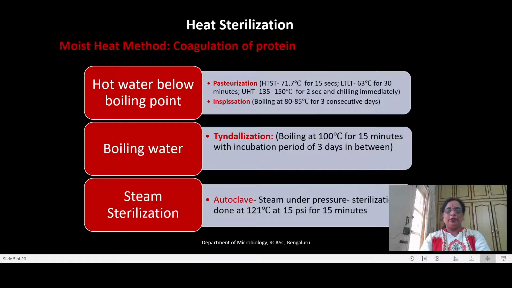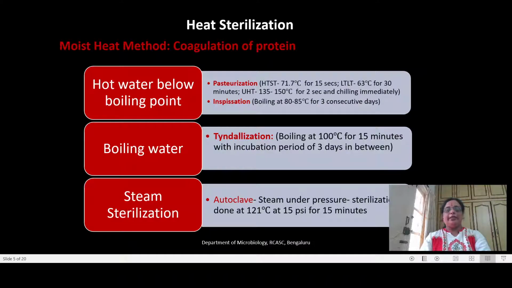Hence, during that time, the organisms which cannot withstand the higher temperature get destroyed. And some of the spores which can withstand that temperature are allowed to incubate, where they germinate, and again you are going to boil at 80 to 85 degrees Celsius, and they also get destroyed. So if you do this for 3 consecutive days, the sterilization or removal of the fungi or any of the bacteria can happen. That particular process is called inspissation.